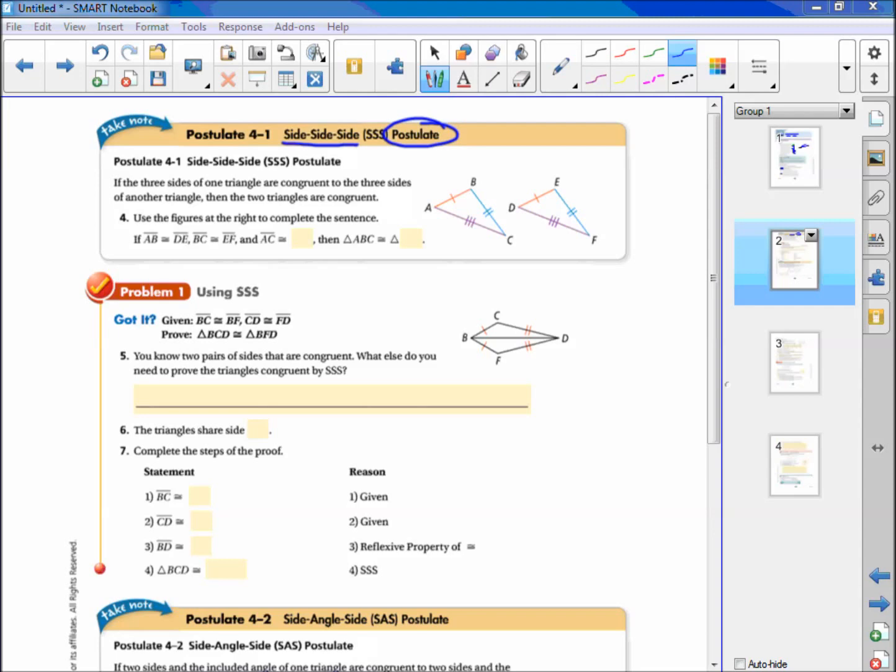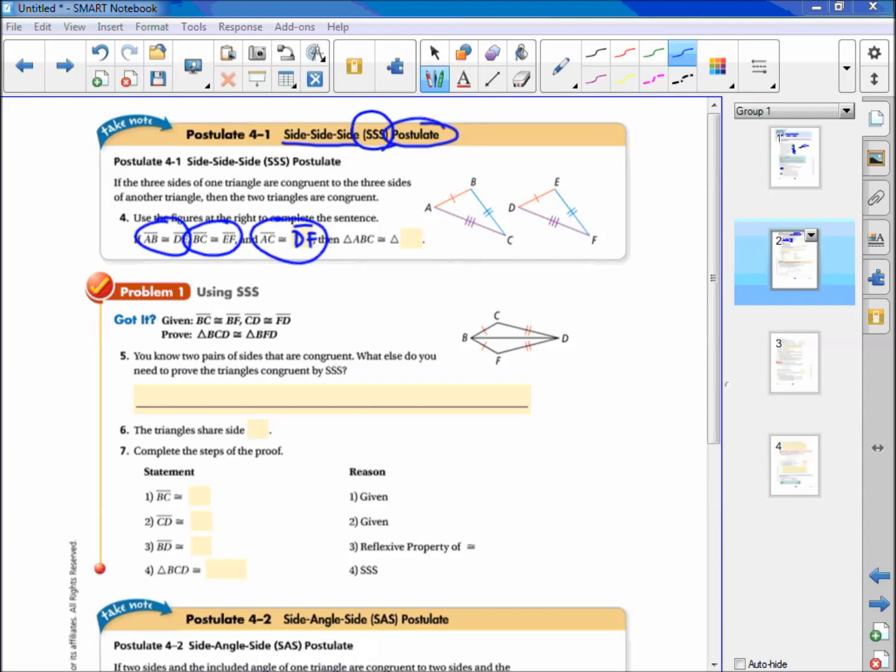So use the figures at the right to complete the sentence. So if AB is the same as DE, that's the 2 red ones, and BC is the same as EF, that's the 2 blue sides, and AC is the same as DF, that's the 2 purple sides, then triangle ABC should be congruent to the other triangle by using the side, side, side, because this is all 3 pairs of sides being the same.